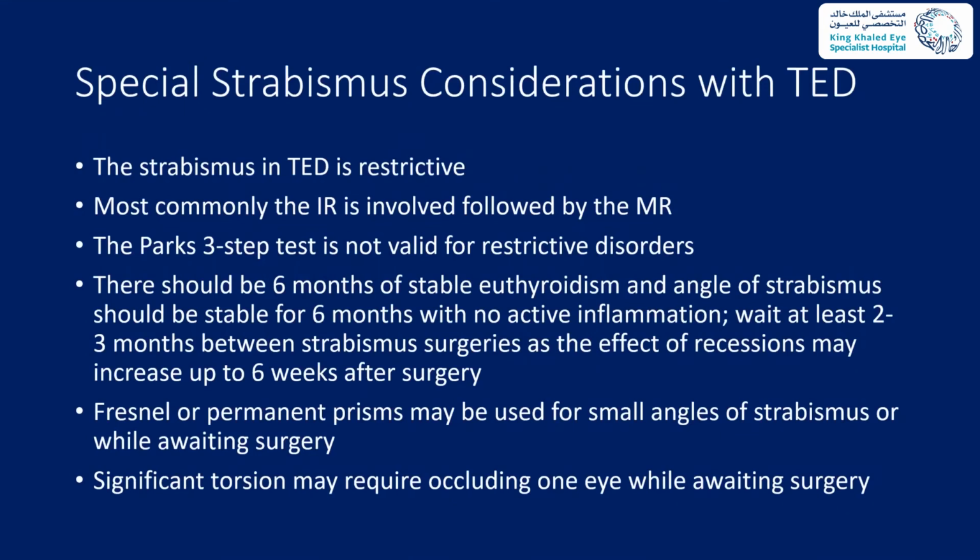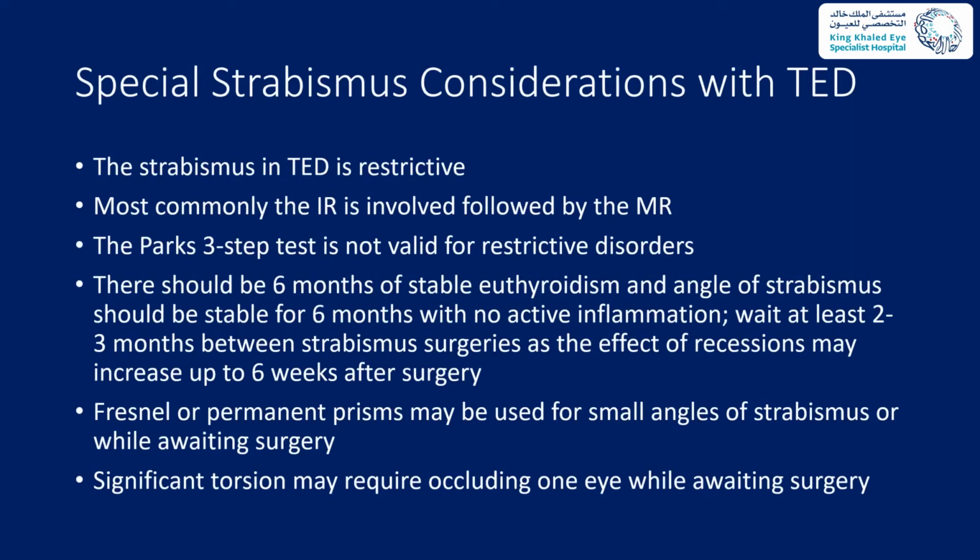Well, now we're going to focus specifically on the special considerations involved with strabismus surgery and thyroid eye disease. So first, remember that the strabismus in thyroid eye disease is restrictive. Most commonly involved is the inferior rectus, followed by the medial rectus muscle. Remember, the Parks 3-step test is not valid for restrictive disorders, so it shouldn't be used in these cases.